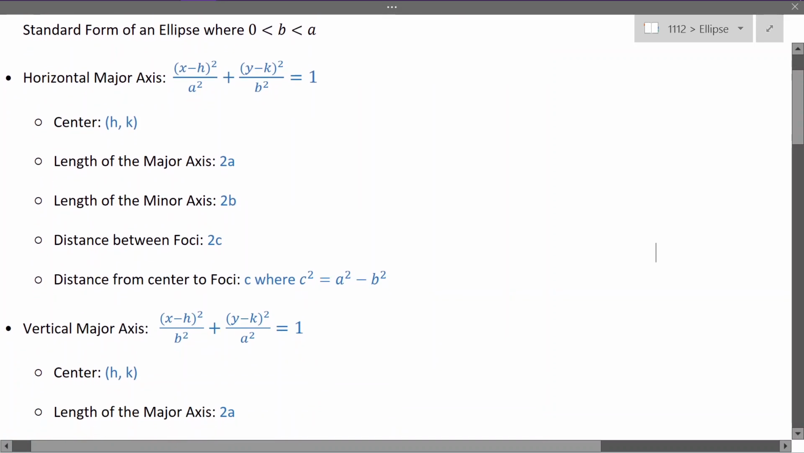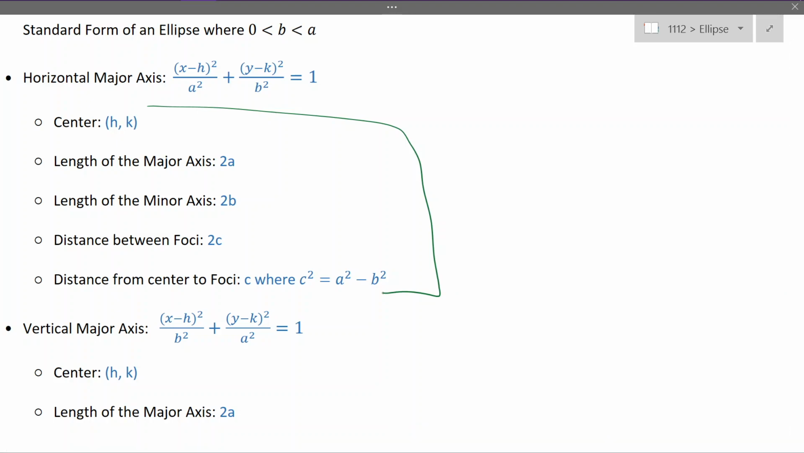The length of the major axis will be 2a. The length of the minor axis will be 2b. The distance between the foci will be 2c. And the distance from the center to the foci will be c, where c^2 = a^2 - b^2. These things will remain the same whether your ellipse has a horizontal major axis or a vertical major axis.